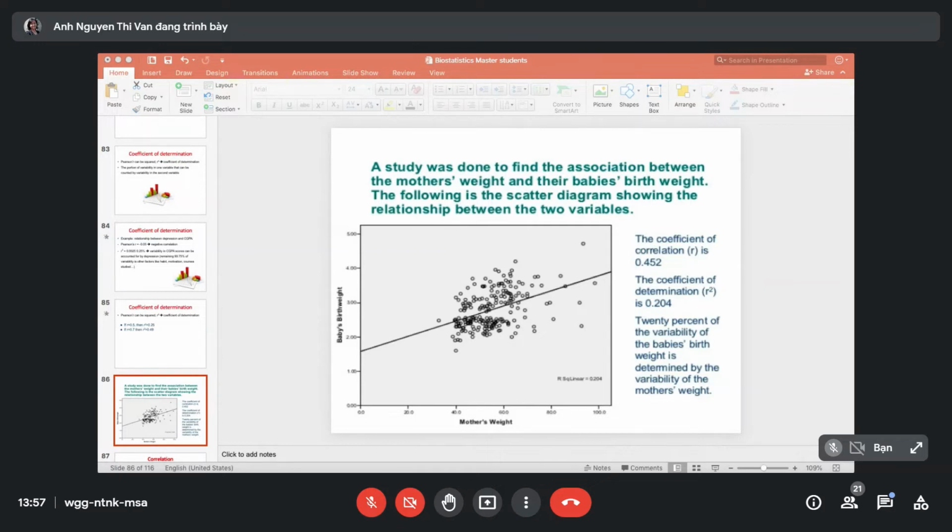I think if it is absolutely 100%, maybe we can conclude that they have a cause-effect relationship. But when it is only 95 or 99%, then 1 to 5% of it can be affected by other factors.